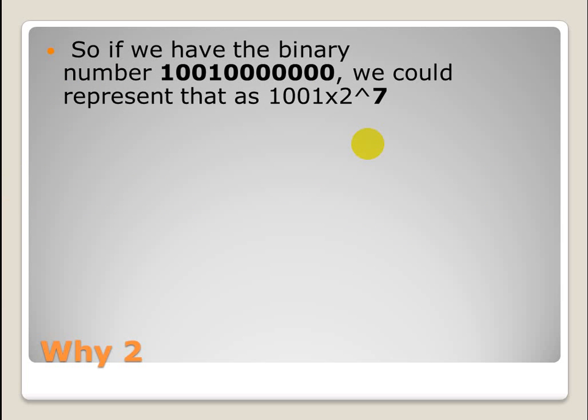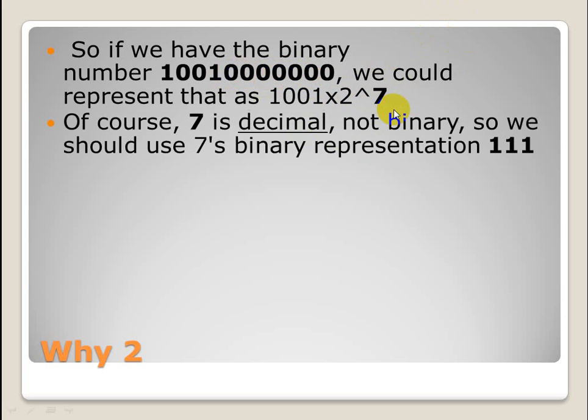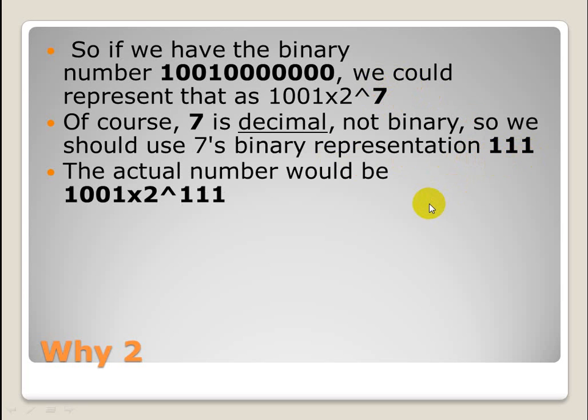Some more explanation. If we have the binary number, there it is, we could represent that as 1001 times 2 to the power of 7. 1, 2, 3, 4, 5, 6, 7. However, 7 is decimal. We cannot do that in binary. So we should use 7's binary representation, so you can see that the exponent 7 becomes binary 111. The actual number would be notated like this: 1001 times 2 to the power of 111.